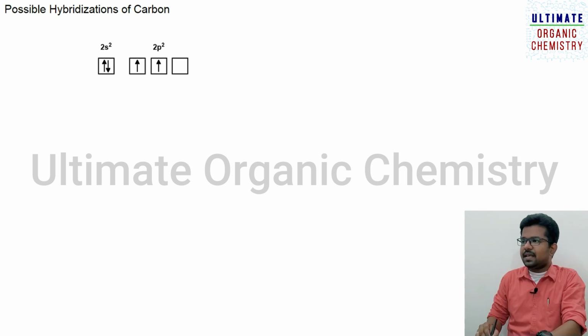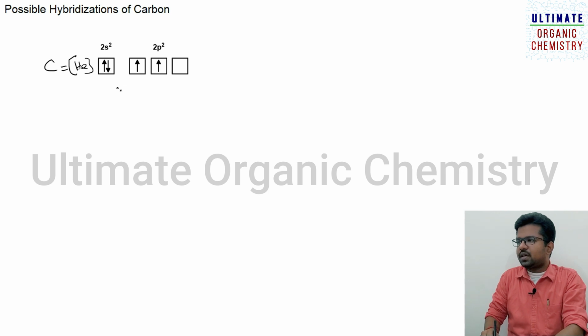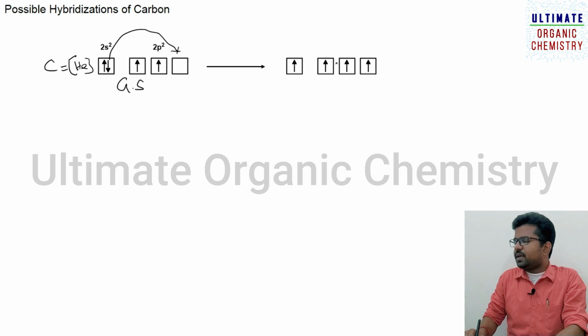So let us have this example. This is the electronic configuration of the carbon atom. The carbon electronic configuration is helium 2s2 2p2. So this is the ground state electronic configuration. When it undergoes excitation, one electron from 2s will go to the empty orbital of 2p, leading to the formation of this excited form. So this is the excited state electronic configuration. Here you have 2s, here you have 2px, 2py and 2pz.